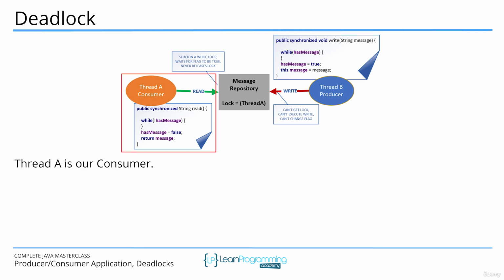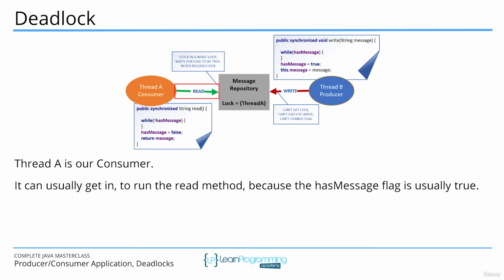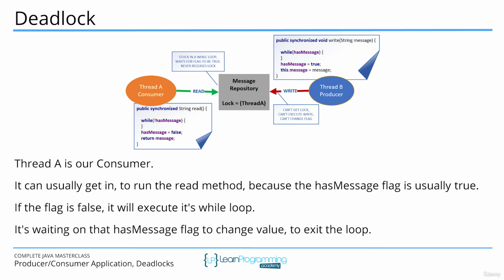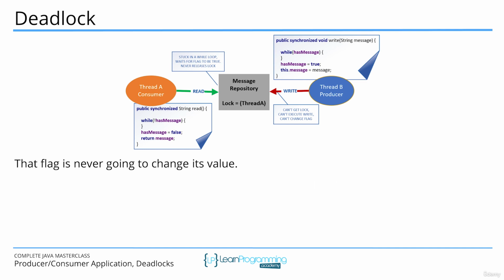Thread A is our consumer, the message reader. It can usually get in to run the read method because the hasMessage flag is usually true. So when that flag is true, it won't go into the while loop. But if for some reason the flag is false, it will execute its while loop, and that's where the problem lies. It's waiting on that hasMessage flag to change value to exit the loop. But because of the way this code is currently written, that flag is never going to change its value.